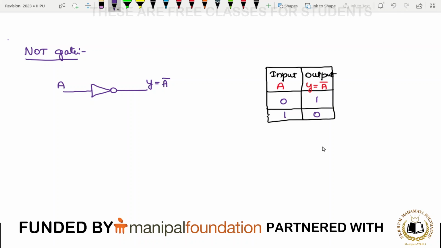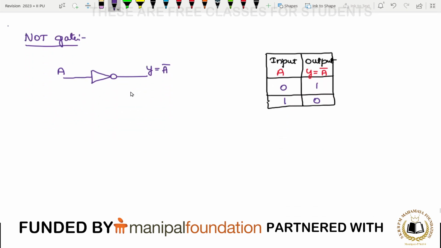This is also called an inverter. So it's a NOT gate: A, and here becomes A bar. Okay, so the NOT gate is over here. So I hope this much is clear. All the three basic gates we discussed.